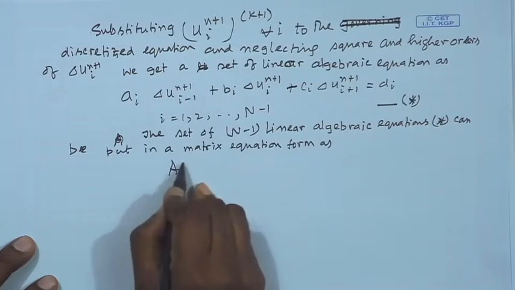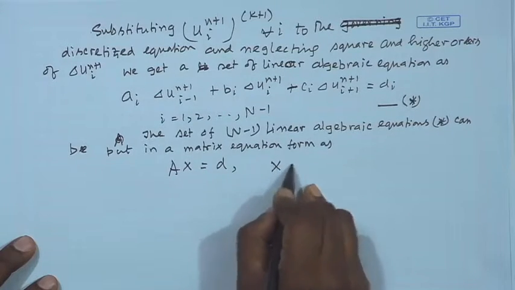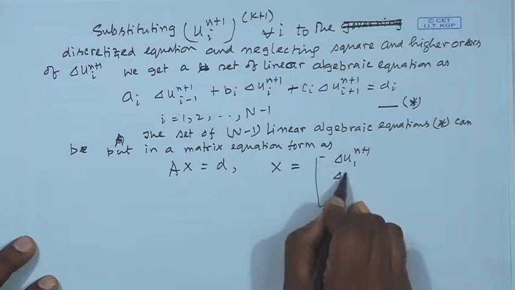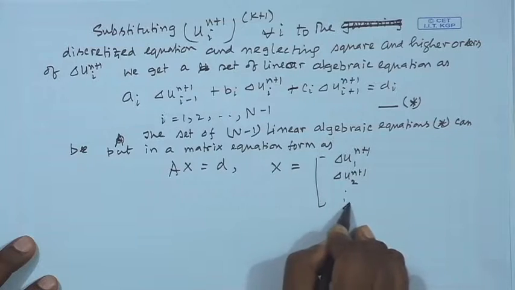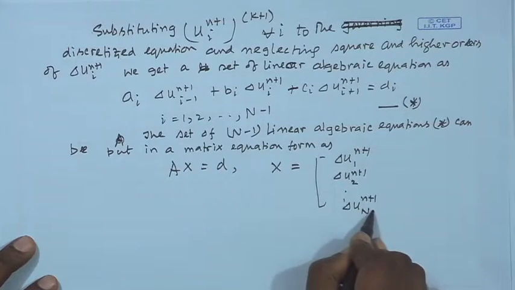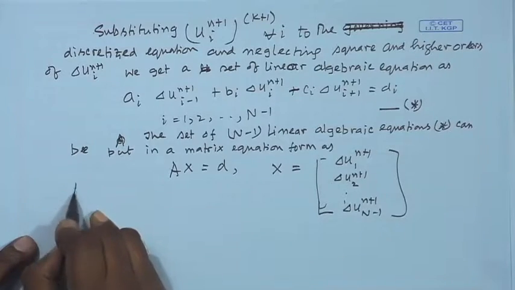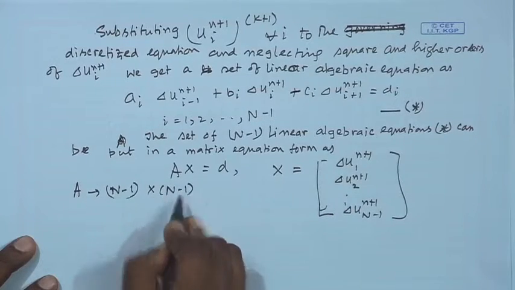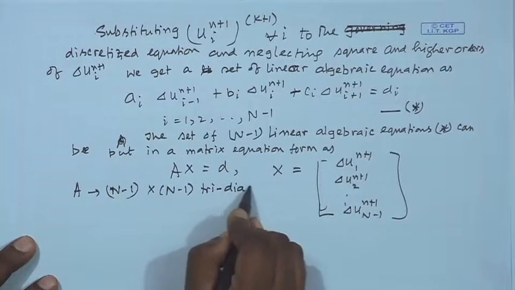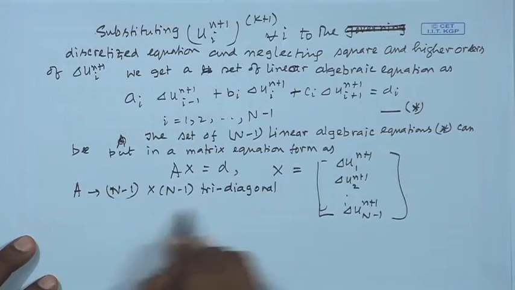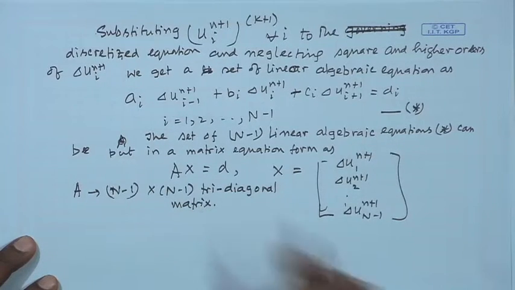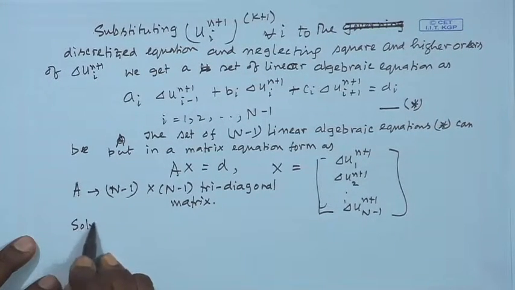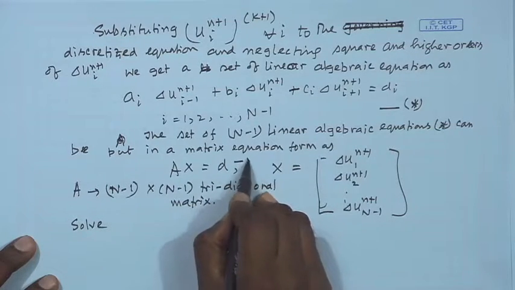as Ax equal to, say, d, where x equal to all these unknowns, delta u n plus 1 1, delta u n plus 1 2, etc., delta u n plus 1 n minus 1, and A is an n minus 1 cross n minus 1 tridiagonal matrix. So, we can solve this system. Let us call this double star.